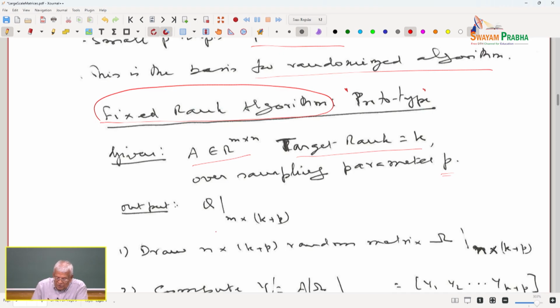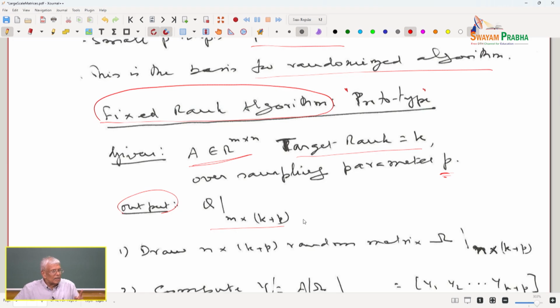I am going to now construct Q as m by k plus p. That is the output. This is the output I want. The input is matrix A, the rank k, and the oversampling parameter. k is given to you. You fix p a priori. Matrix A is given. I want to be able to output a matrix m by k plus p.